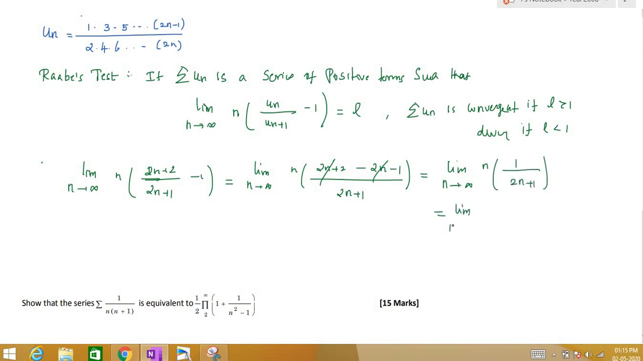As n tends to infinity, if I take n common here, I'll have 2 plus 1 by n. This n will get cancelled. As n tends to infinity, 1 by n will be equal to 0. So we will have 1 by 2, which is less than 1, right? So therefore, by Raabe's test, if x is equal to 1, then the series is divergent.